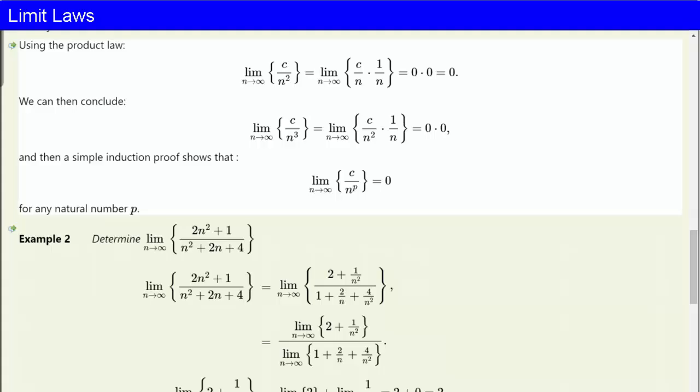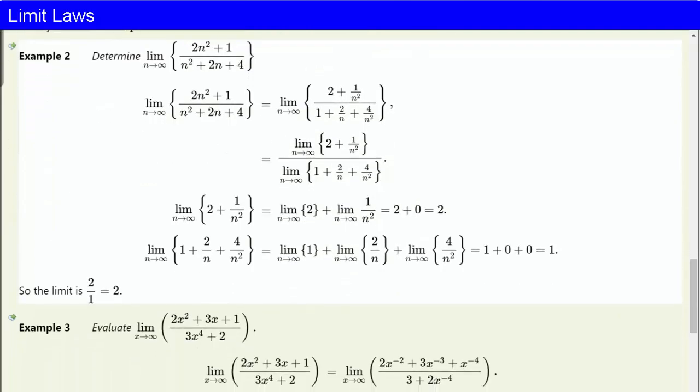And then you can conclude that the limit as n tends to infinity of c over n cubed is 0, because that's just the product of the two sequences c over n squared and 1 over n, both of which have limit 0. And then a simple induction proof shows that the limit as n tends to infinity of c over n to the p is 0 for any natural number p.